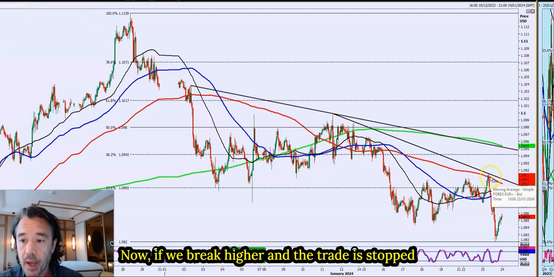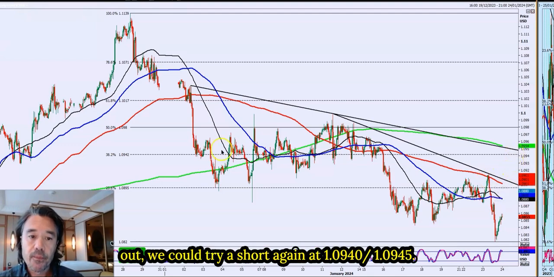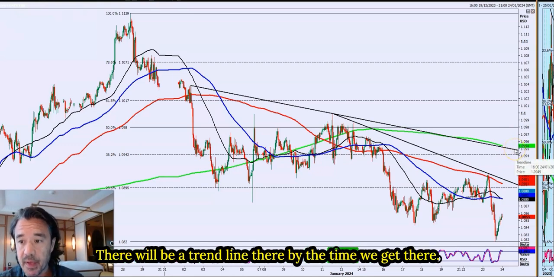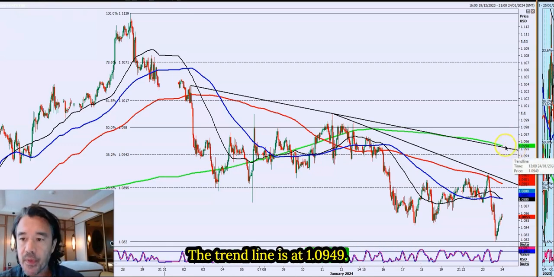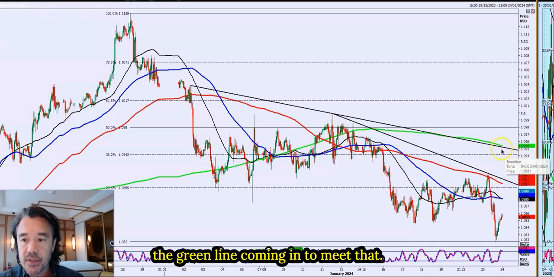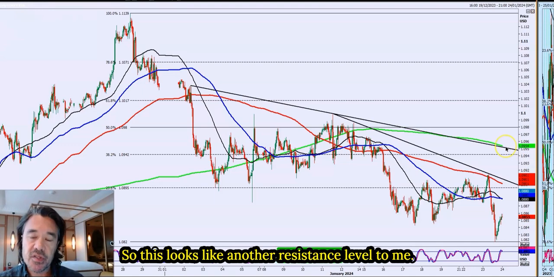Now, if we break higher and the trade is stopped out, we could try a short again at 109.40, 109.45. There's a fib level there. There will be a trend line there by the time we get there. The trend line's at 109.49. We've even got the 500-hour moving average, the green line, coming in to meet that. So this looks like another resistance level to me.